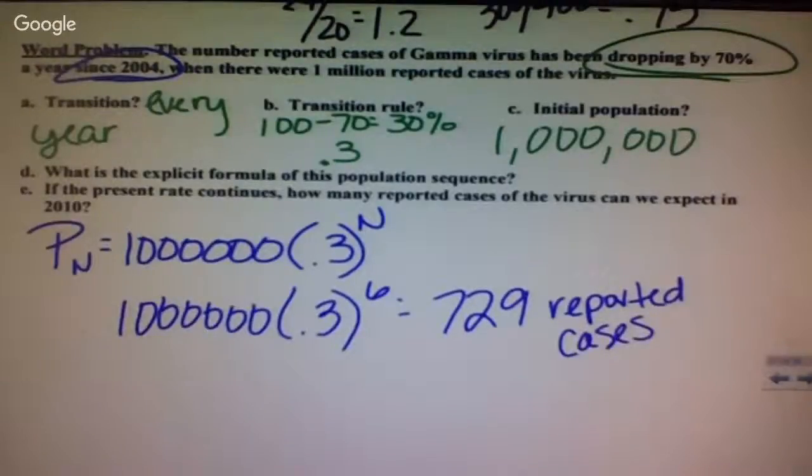Is that a good thing or a bad thing? Compared to 1 million people that were sick with this virus 6 years ago, I'll take 729. Although I'd probably still be one of those 729. That'd be my luck. So with exponential growth and decay, your population changes quickly.